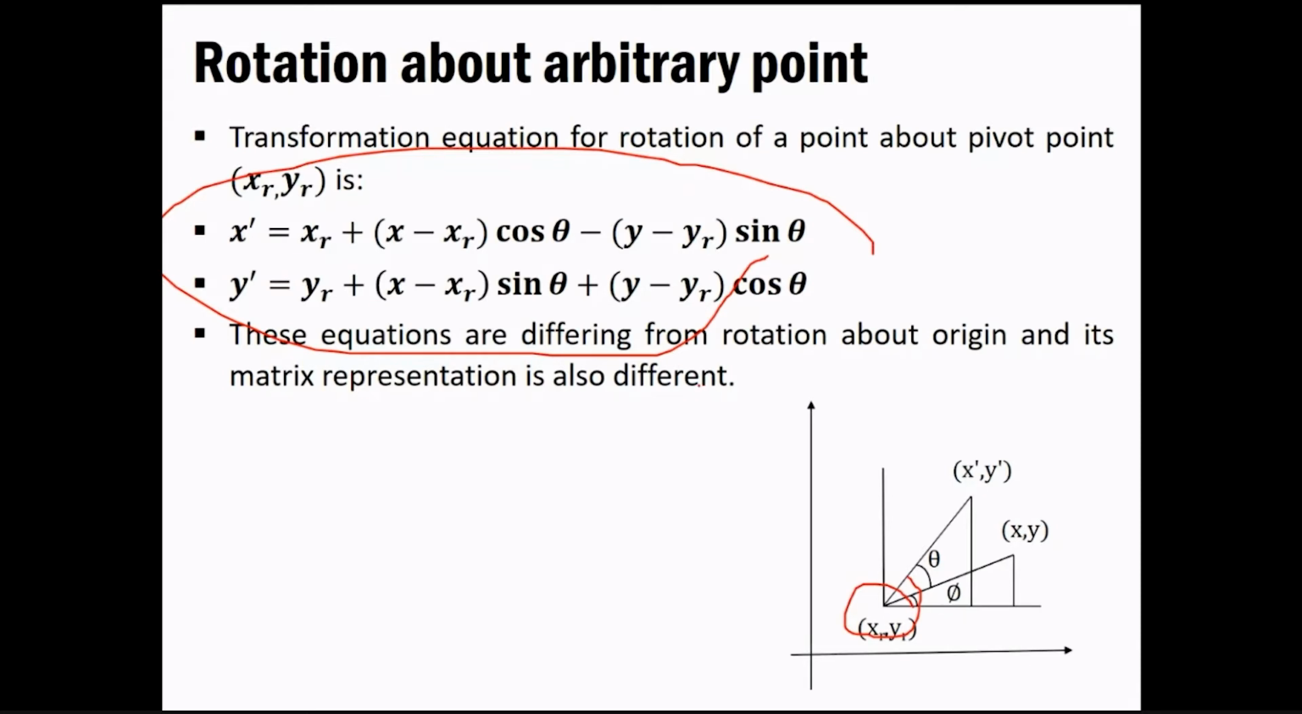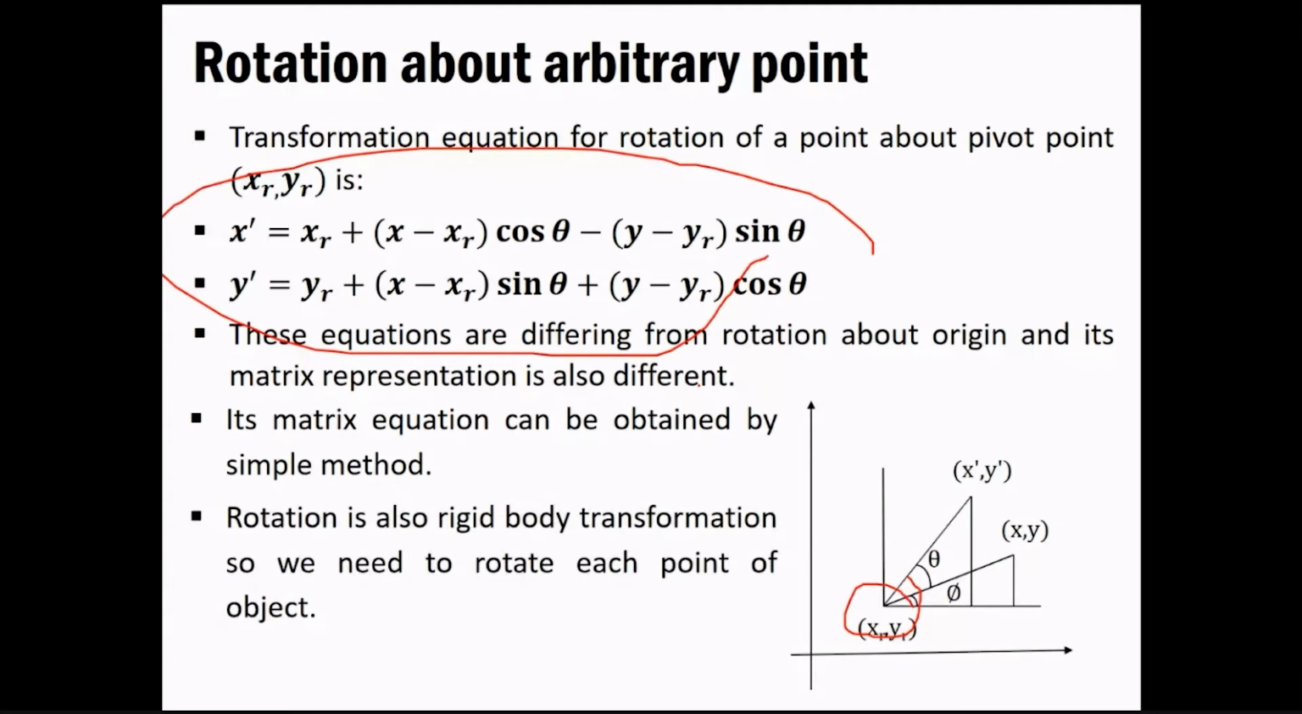If you are taking an arbitrary point, some random point, then you need to consider this equation for your purpose, because that earlier case wouldn't give you the correct answer. Now its matrix multiplication can be obtained by a simple method. Rotation is also a rigid body transformation, so we need to rotate each point of the object. You need to apply the rotation equation to each and every point.